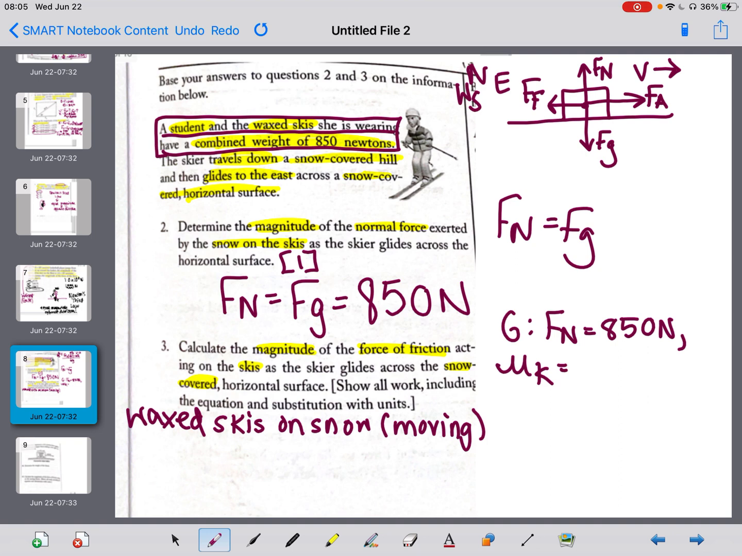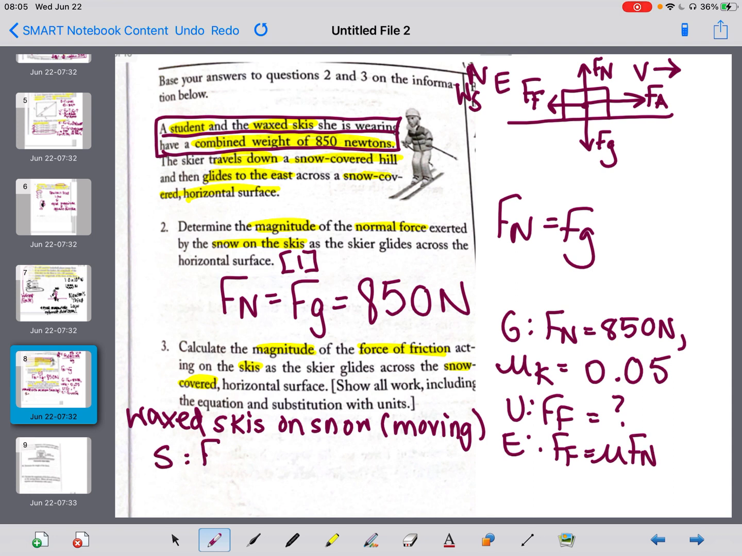is 0.05. My unknown is the force of friction. If you go to your reference table, there's a formula available to you. It's going to have friction, mu, and Fn. So it looks like the following. Ff equals mu Fn. Now we're just going to plug everything in. We don't know what Ff is because that's the thing we're solving for. Mu is 0.05, and my normal force is 850 newtons.